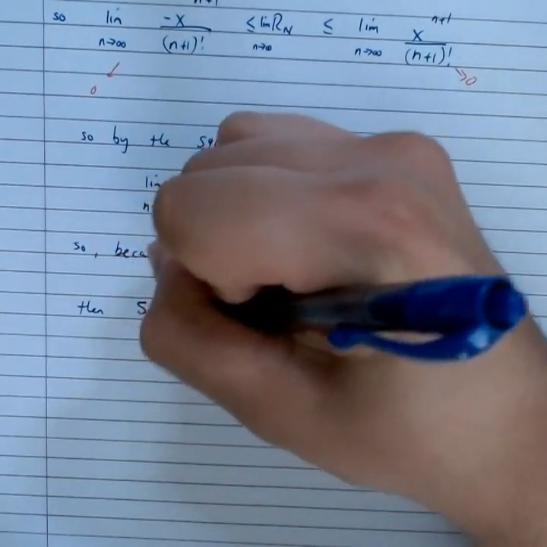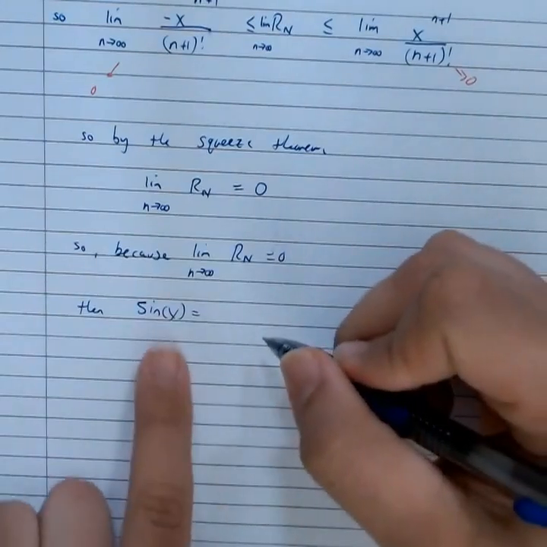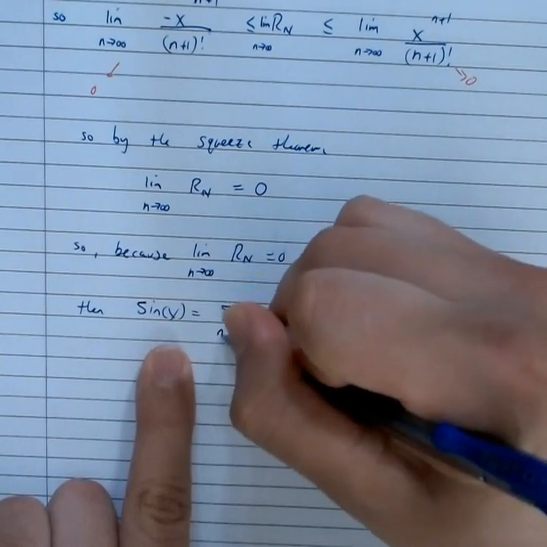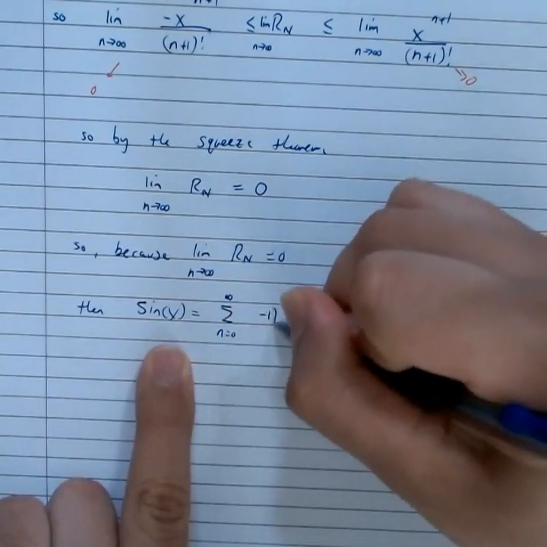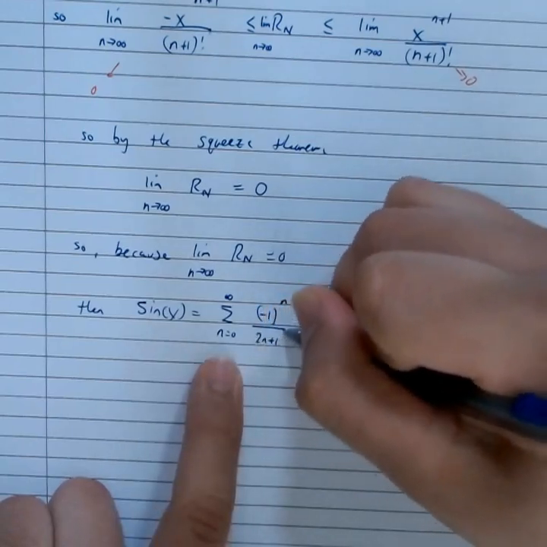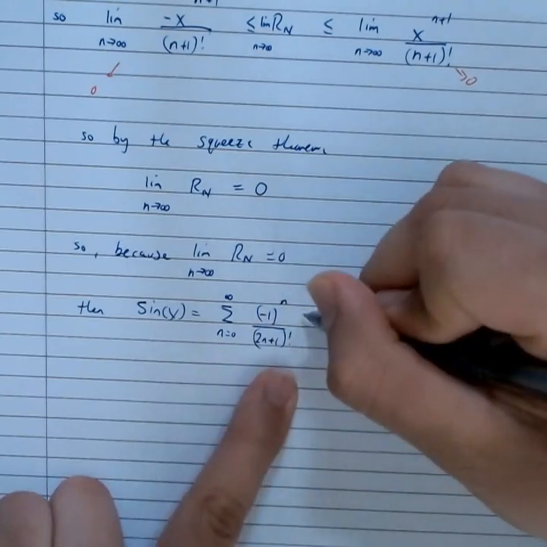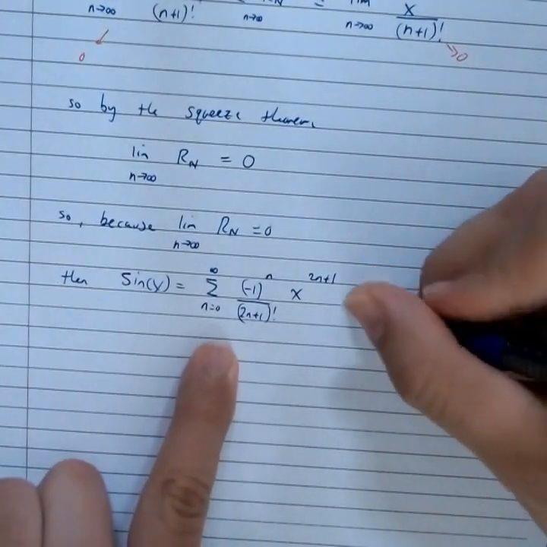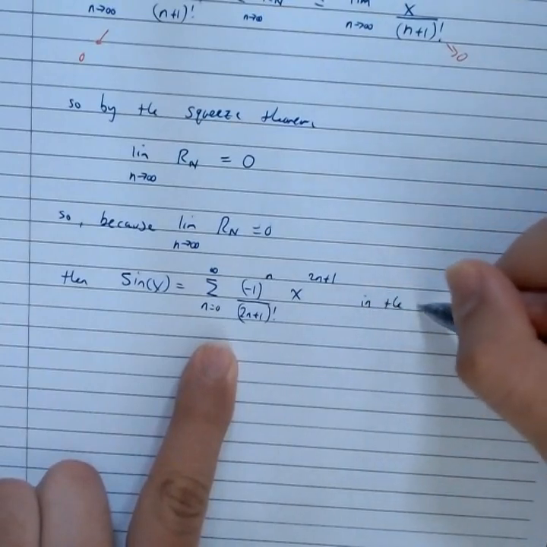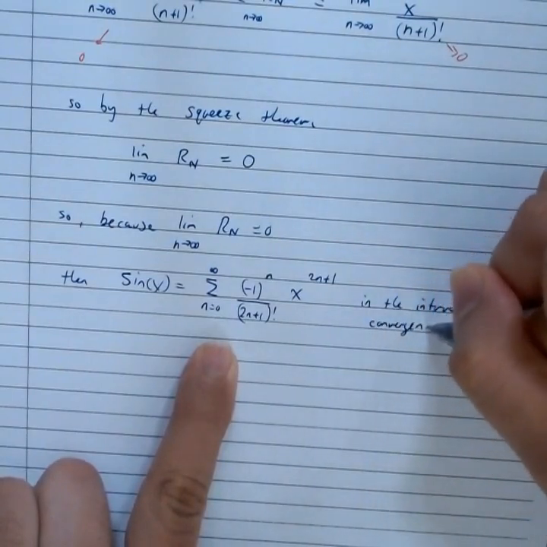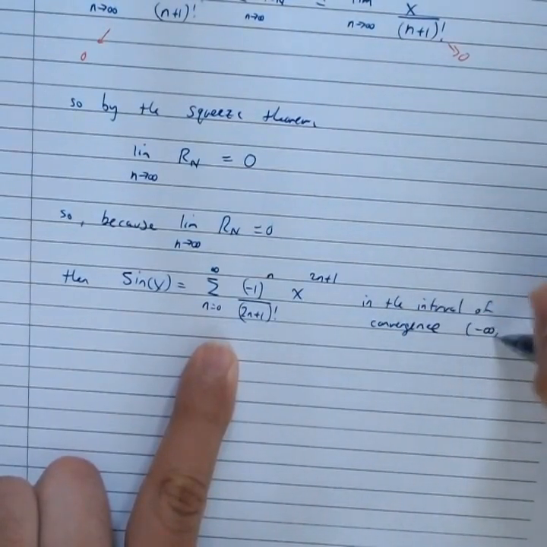the sine of x is in fact equal to, it doesn't just generate this Taylor series, it's equal to this Taylor series, is equal to the sum as n goes from 0 to infinity of minus 1 to the power n over 2n plus 1 factorial times x to the power 2n plus 1 in the interval of convergence, which is from minus infinity to infinity.